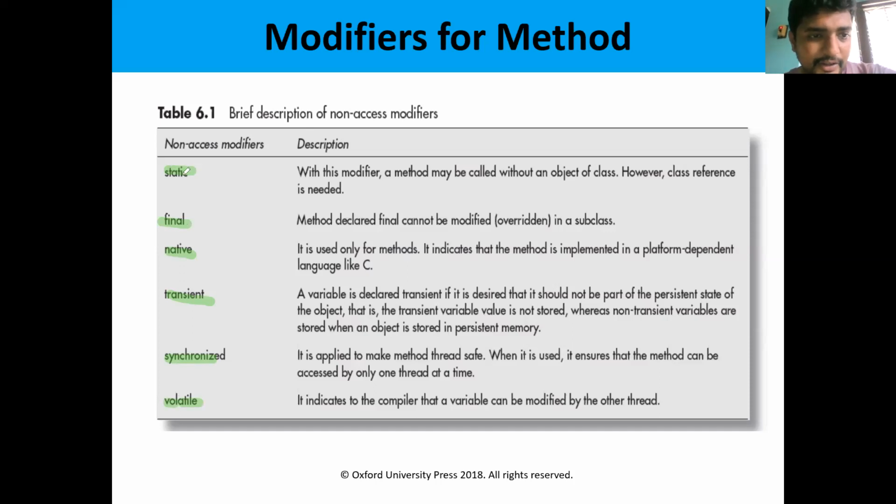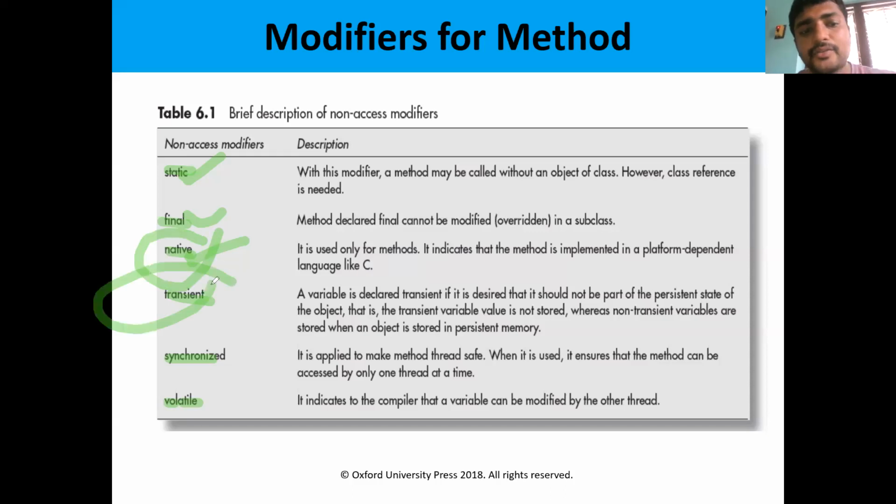Let us check static, final, native. Native is used for the method. It indicates that the method is implemented in a platform dependent language. Suppose Java is a platform independent language. If you run the Java program in Windows or Linux or any other type of operating system, it prints the same output. There are situations where we can implement the Java program in a platform dependent environment. Then also the outputs will be exactly the same as general. Then we can use the keyword native.